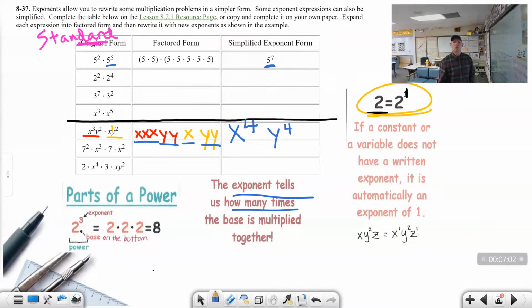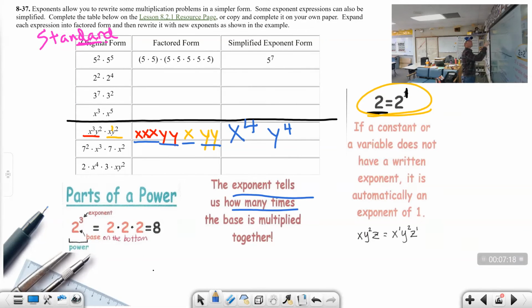Is there a better way? Is there a better way to, I don't know, find a shortcut that allows us to figure out how many there are? Because an exponent tells us how many. So how many are there?